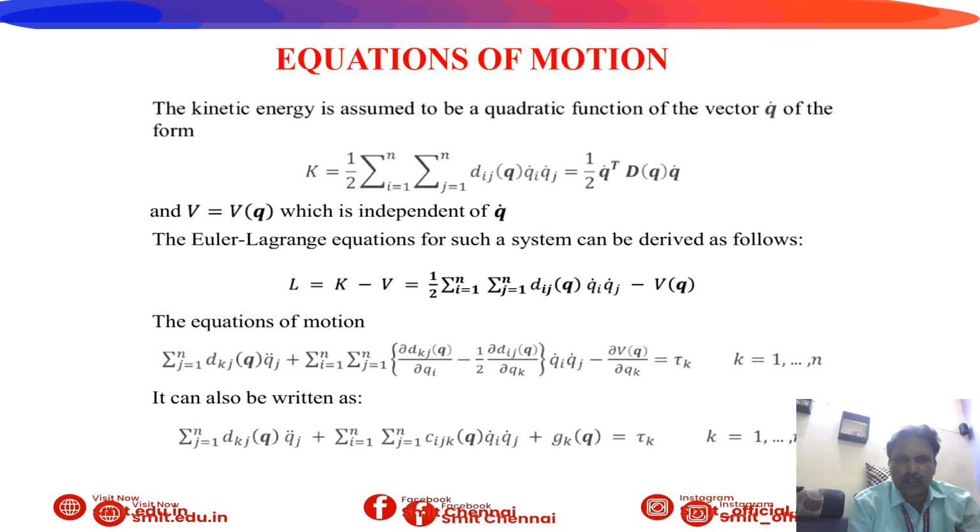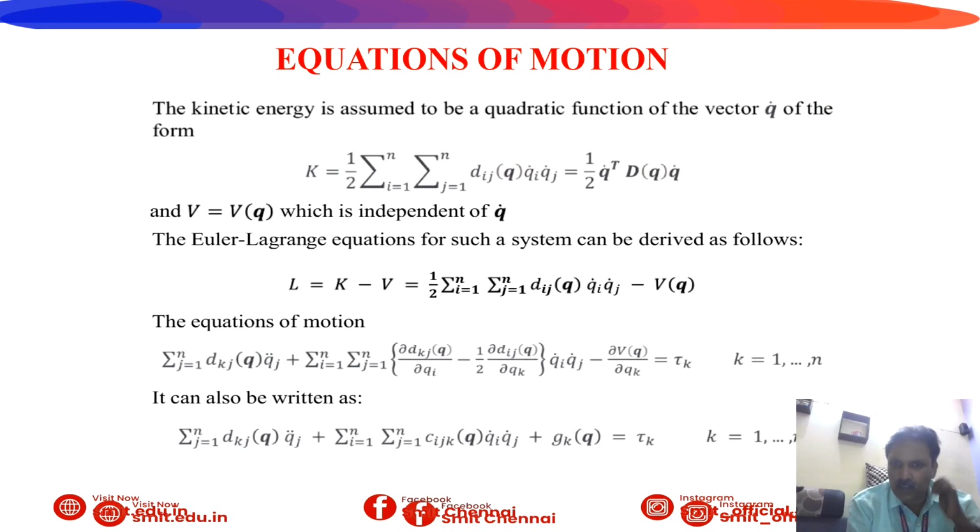So, equations of motion. That is, kinetic energy is assumed to be a quadratic function of the vector q dot, of the form K equal to 1 by 2 summation of i equal to 1 to n, summation of j equal to 1 to n, dij(q) qi dot qj dot, equal to half q dot transpose D(q) q dot. Potential energy V equal to V(q), which is independent of q dot.